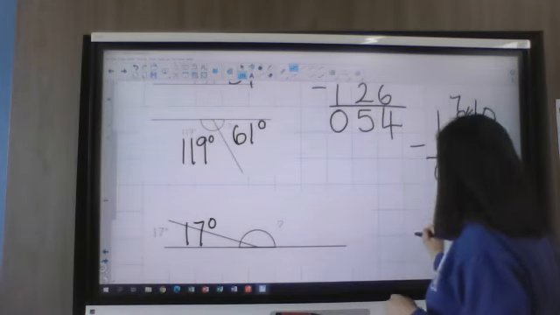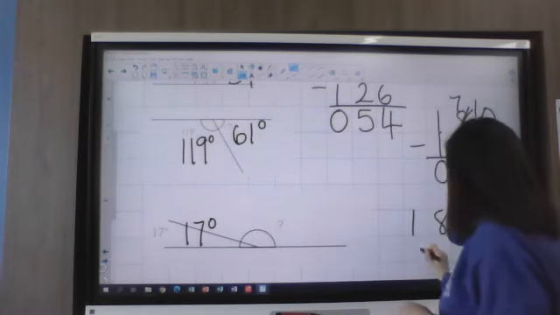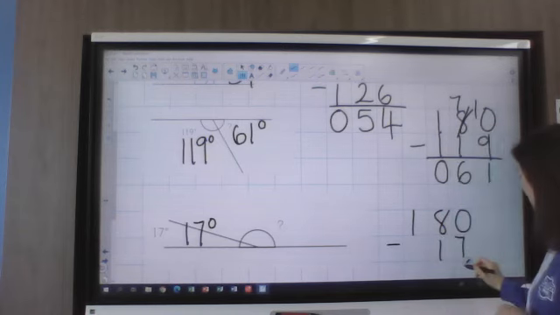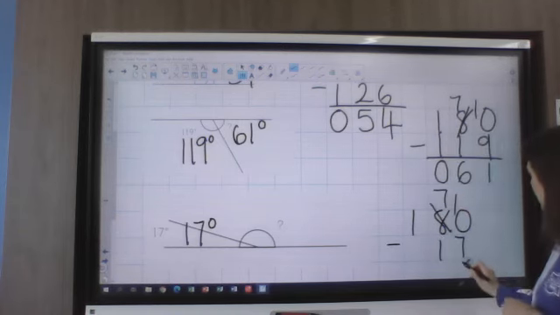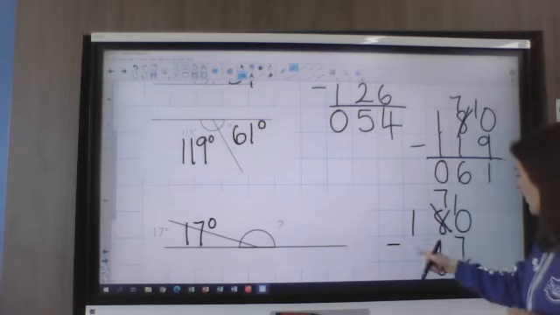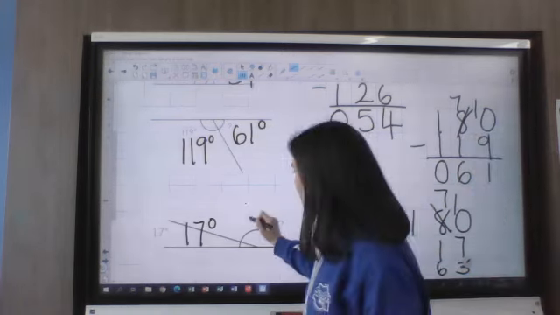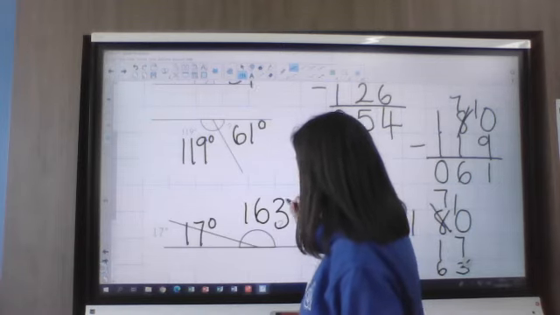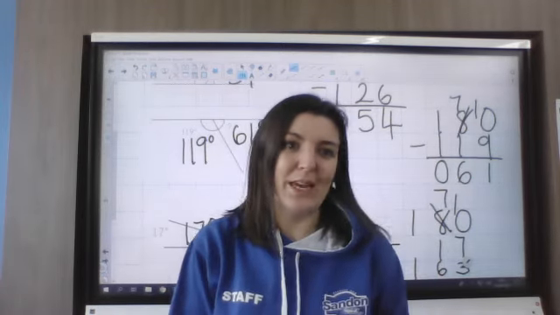And then 180 take away 17. Nothing take away 7 I can't do. So 10 take away 7 is 3. 7 take away 1 is 6. 1 take away nothing is 1. So that would be 163. I wonder how you did.